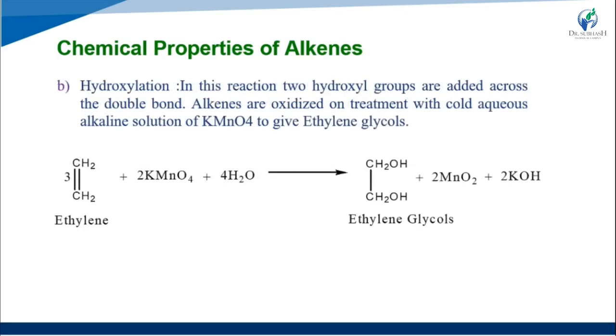Now the second one, that is hydroxylation. In this reaction, two hydroxyl groups are added across the double bond. Alkenes are oxidized on treatment with cold aqueous alkaline solution of KMnO4 to give ethylene glycol. So we take 3 mole of ethylene, 2 mole of KMnO4 and 4 mole of water. After this process, we get 3 mole of ethylene glycol, 2 mole of MnO2, and 2 KOH. This is the hydroxylation process.